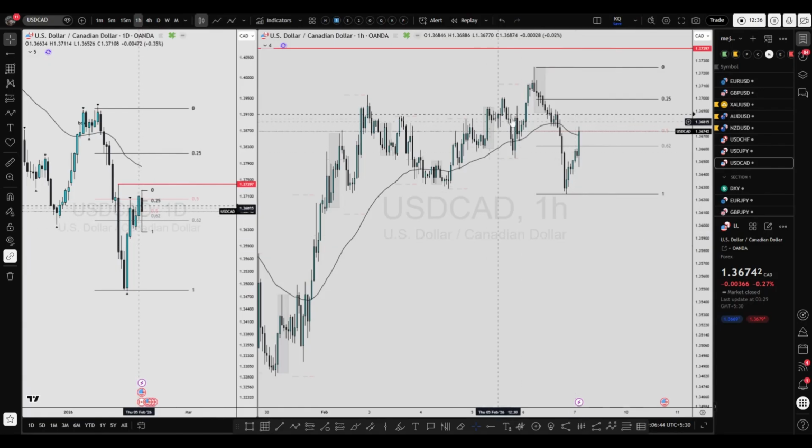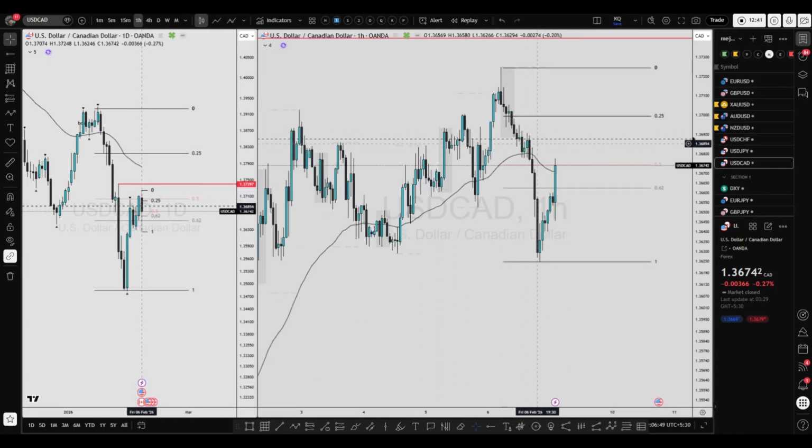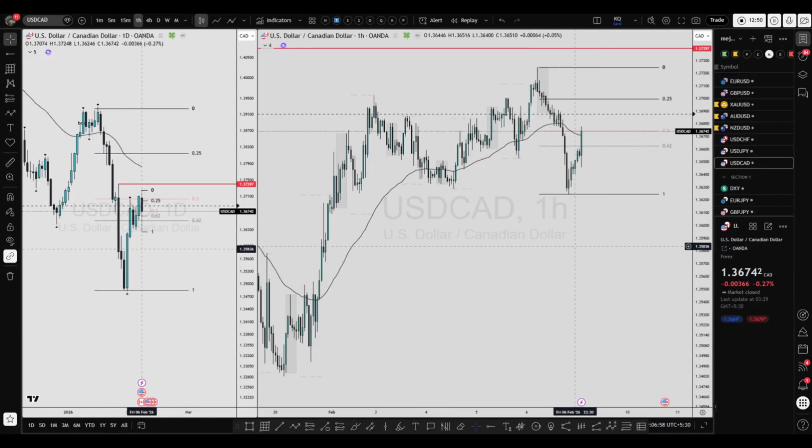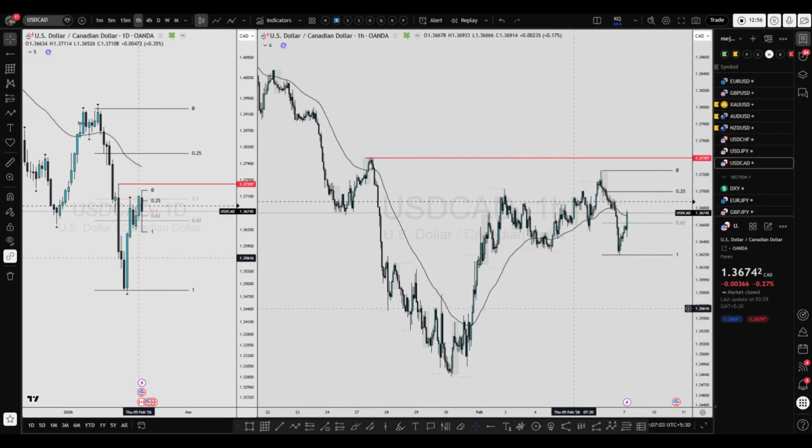Okay, we also have a clean setup in USD CAD actually. Look at this sweep and breakout structure which is leaving multiple fair value gaps. The move was really impulsive, but I'm gonna skip this one for now.